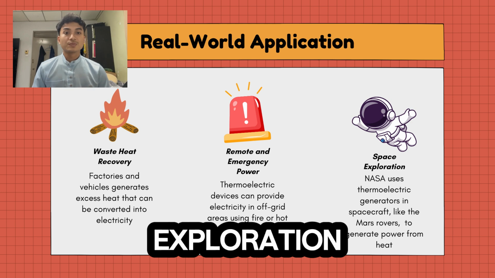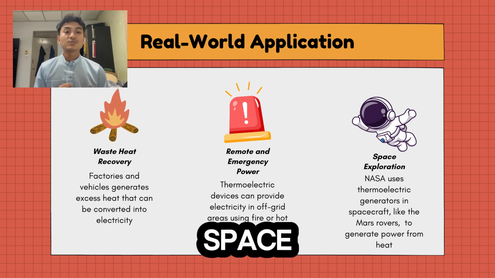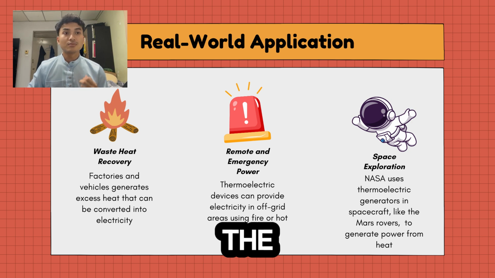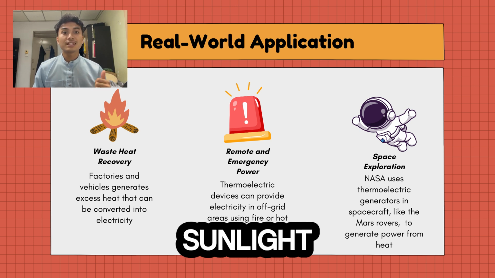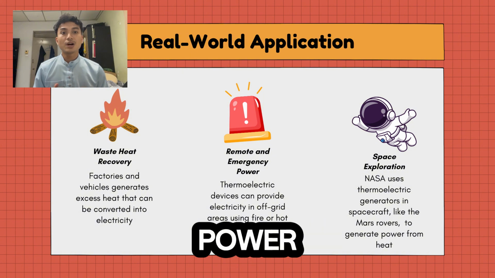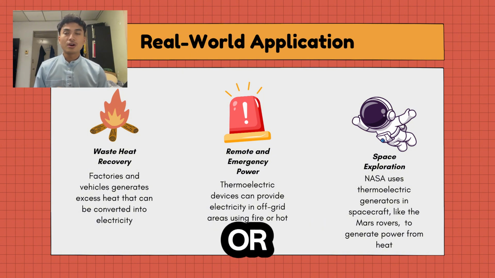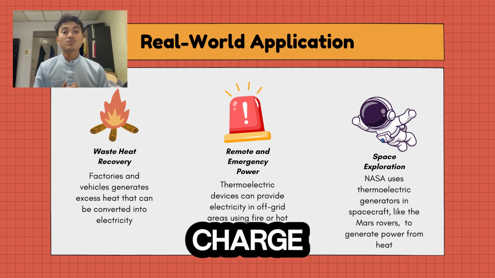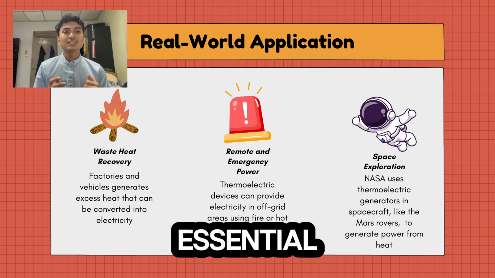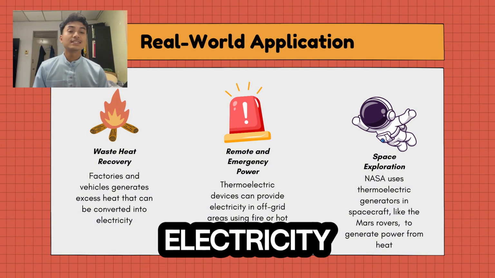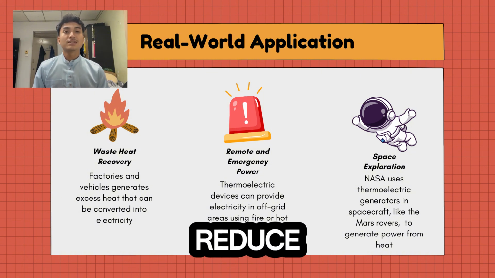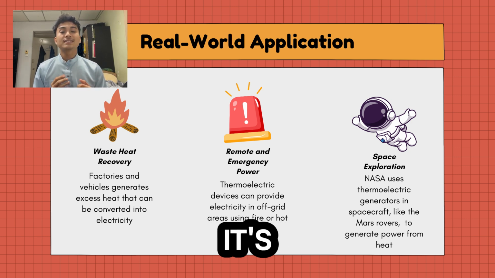Second, space exploration. NASA used TEGs in space missions like the Mars rover to generate power from heat, since there is no reliable sunlight in deep space. Third, emergency power. In disaster areas or remote locations, a TEG can provide electricity using just fire or heat sources. They can charge phones and power essential equipment. Why does it matter? By converting waste heat into electricity, TEGs help save energy, reduce waste, and provide power where it's needed the most.